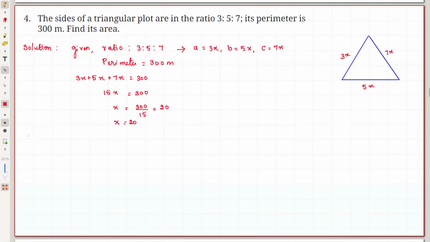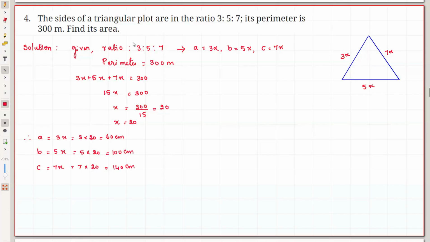Therefore, A is equal to 3x, which means 3 into 20, 60. A is 60 centimeter. Next, B value. B is given as 5x, so 5 into 20, 100 centimeter. Next, C value. C is given as 7x, 7 into 20, so 140 centimeter. So A, B, C, all the sides we know.